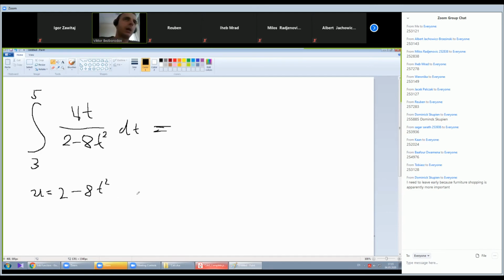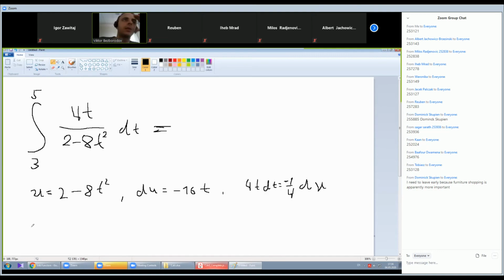Okay, so this is our du. So du equals -16t dt, so 4t dt equals -1/4 du, right? Minus. So it's important not to forget the minus. I hope this is clear.